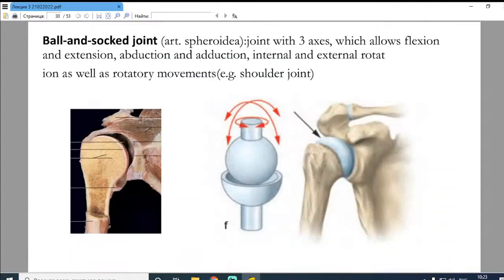Next, ball and socket joint, articulatio spheroidea, a joint with three axes, which allows flexion and extension, abduction and adduction, internal and external rotation, as well as rotatory movement. For example, the shoulder joint. Three axes, ball and socket joint.